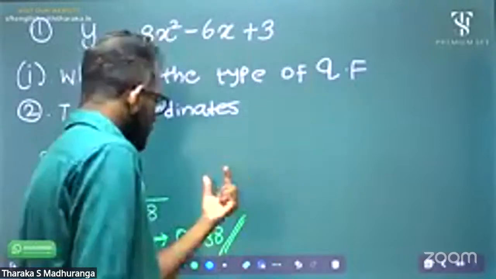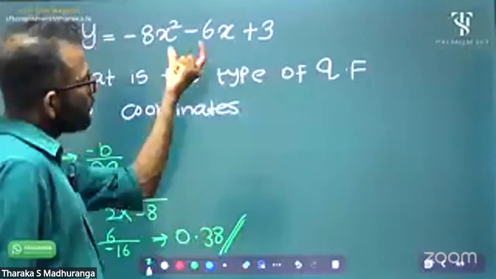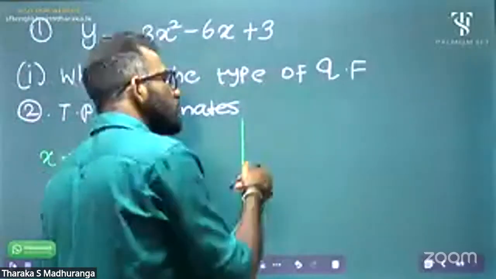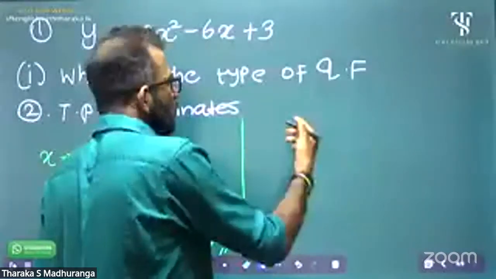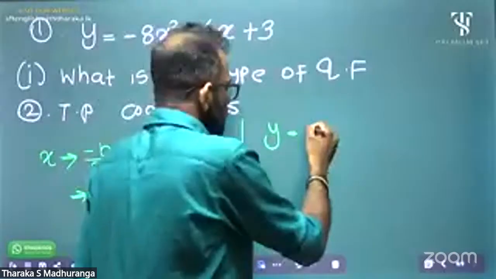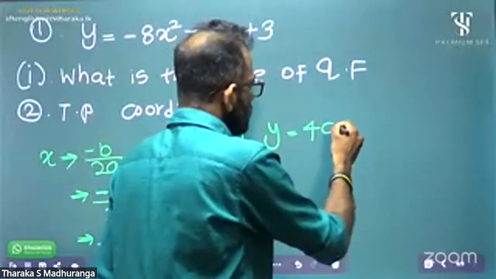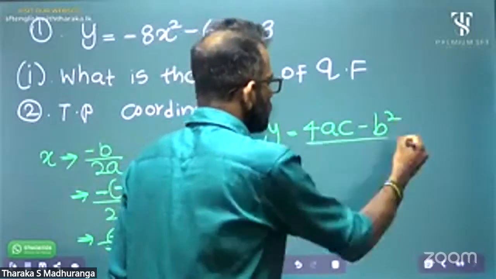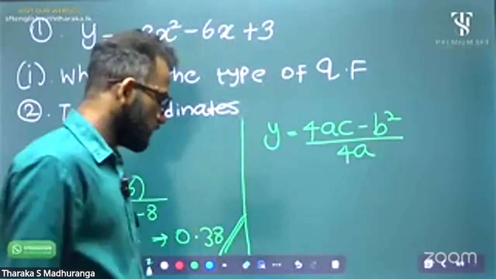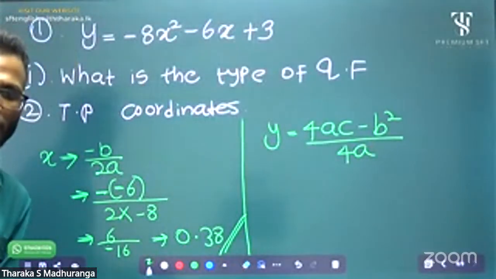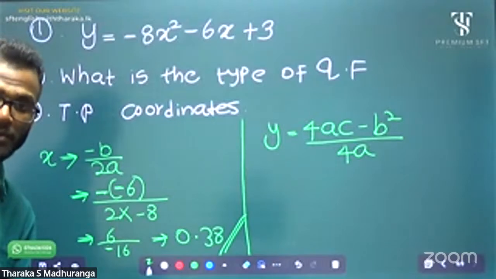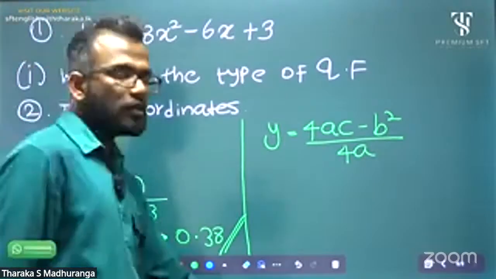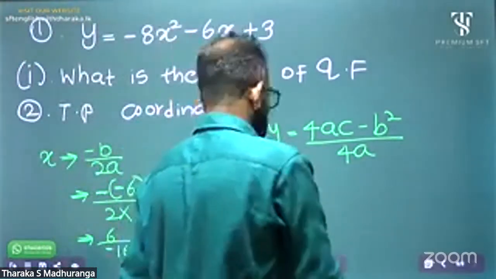Okay, if you want, you can just substitute this x value into our given equation, or you can use our second equation. If you use the second equation, you have to remember this. What is the equation? y equals 4ac minus b squared over 4a. Very simple equation. Please remember that: y equals 4ac minus b squared over 4a.